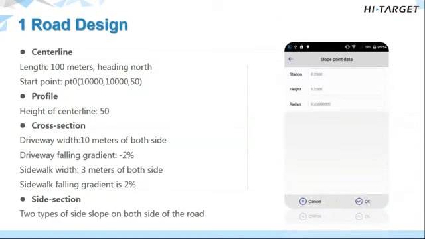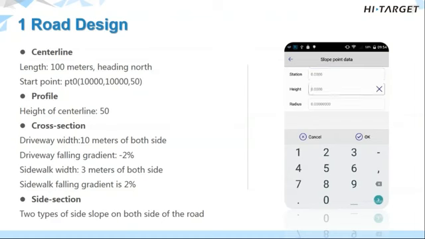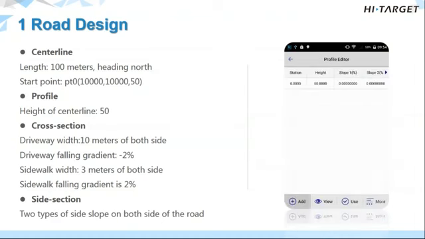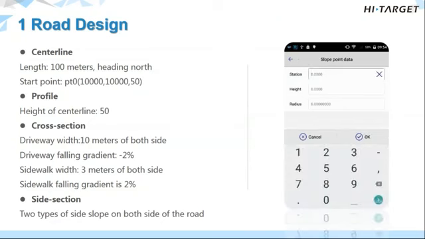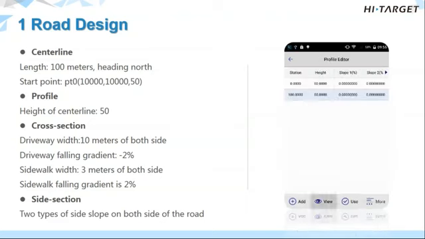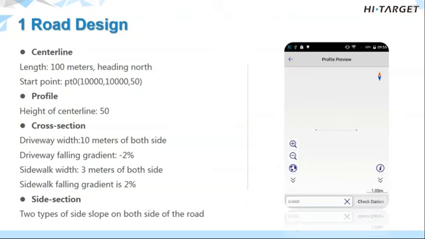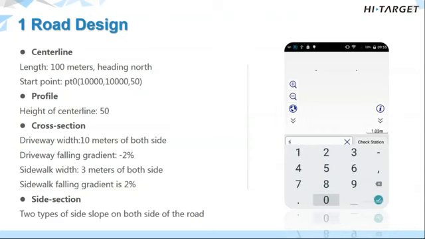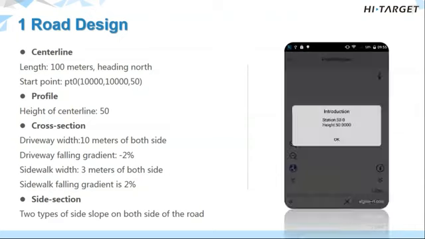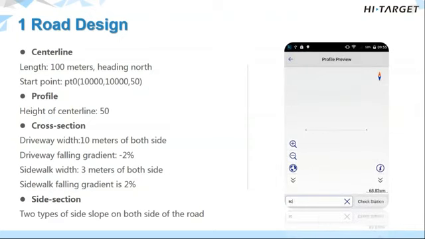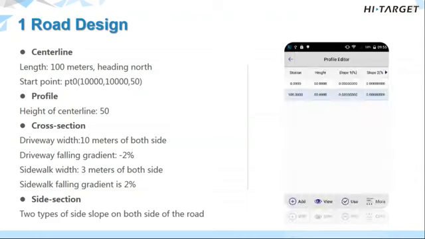The second one is the profile. Input the height of the start and end station to confirm it. For the profile, you need to input 2 stations. And you can check the whole road in a preview. Just input the station and get the height to check.